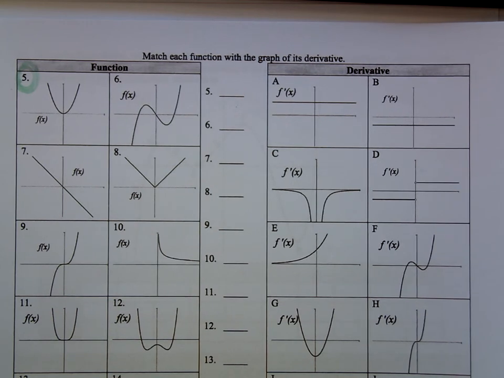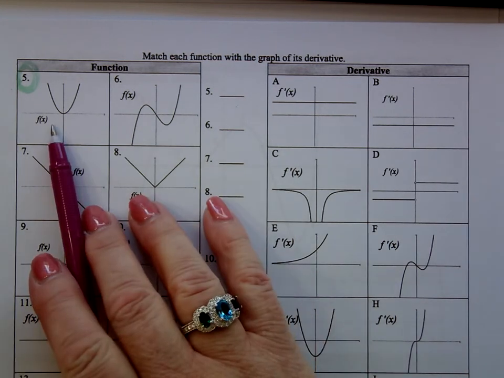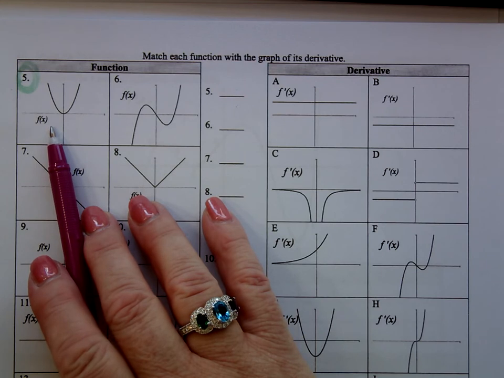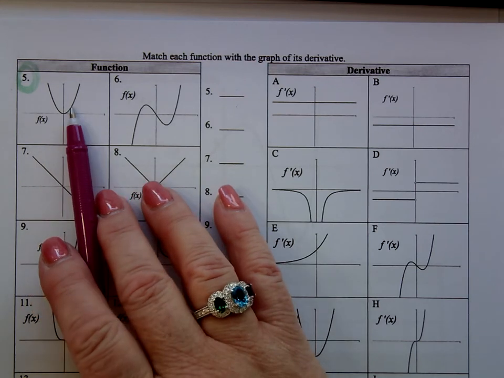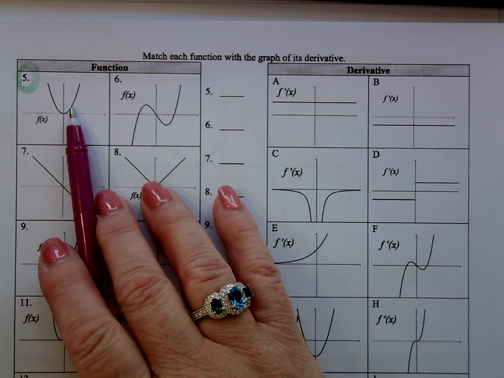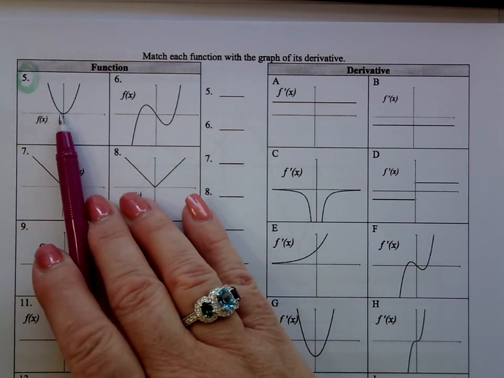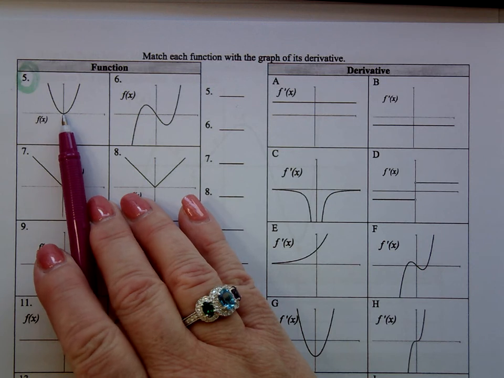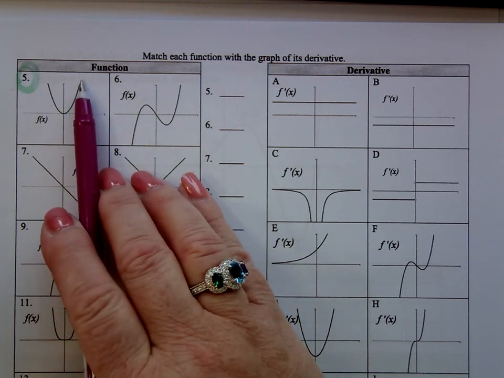Now, the way that I first look at these is knowing that if I'm looking at the original function, then I want to find the derivative. If I'm going from a parabola, then I know I'm going to a straight line. I know the straight line I'm looking for is decreasing negative slopes and then increasing positive slopes. So it's a straight line that is negative going to positive.